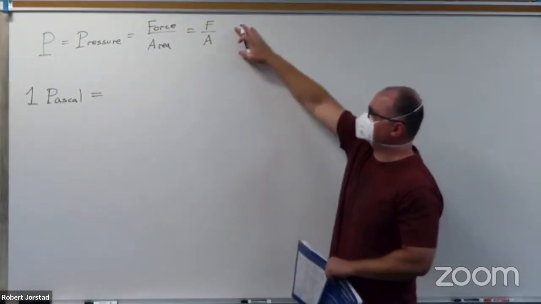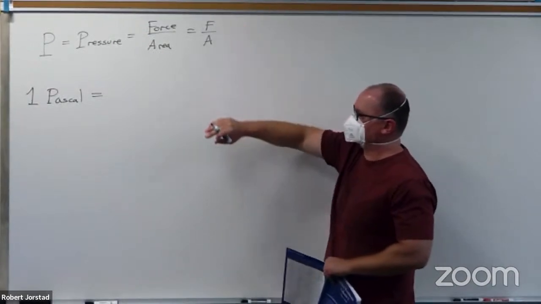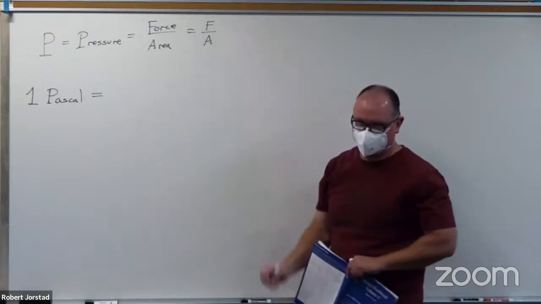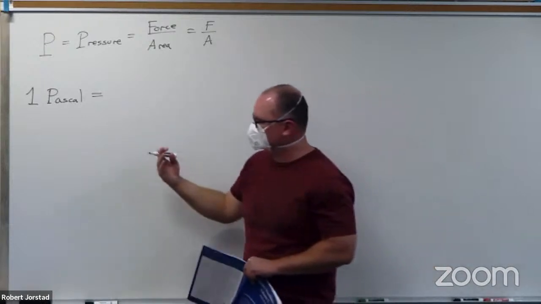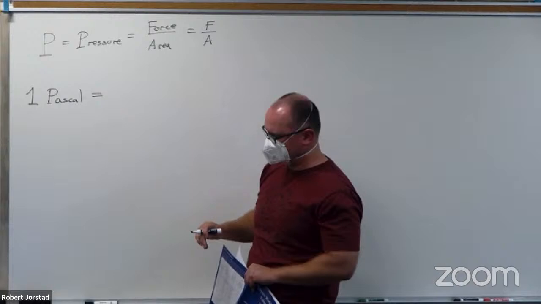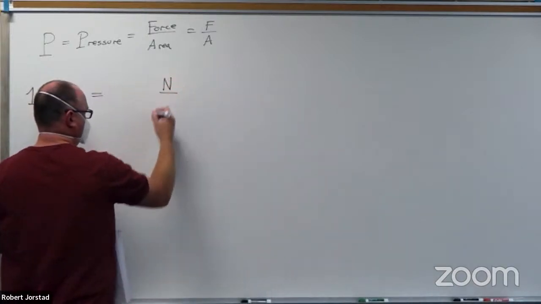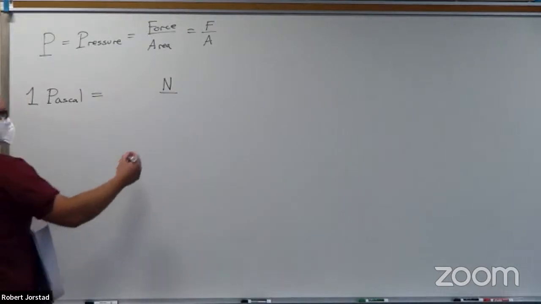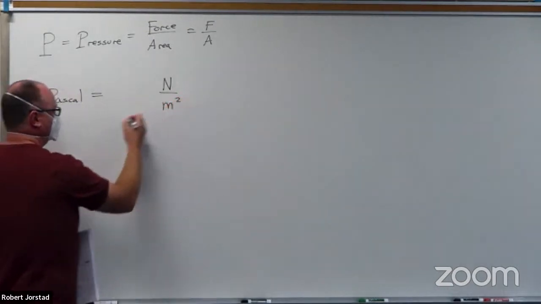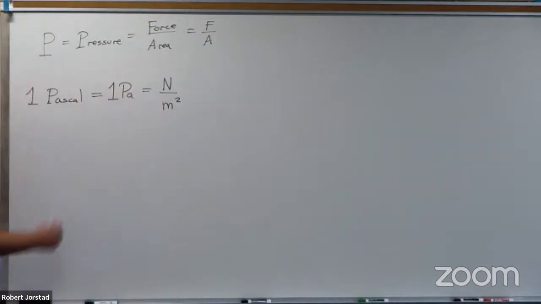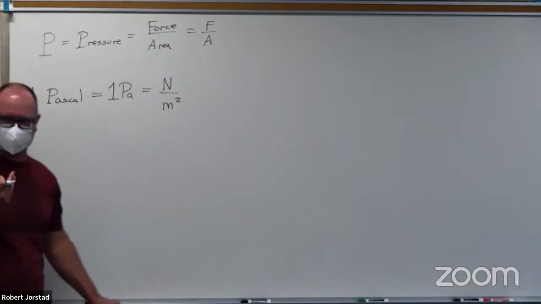But let's look at these units and see if you can guess what they would be. What is a Pascal if it's a force per unit area? What's a unit of force? Newtons. What's area? Meters squared. Excellent. Now, we don't usually write out this whole thing, so we're going to just write it as 1 Pa. Okay, so that's just the standard unit. Why? Because it works best for physics problems.